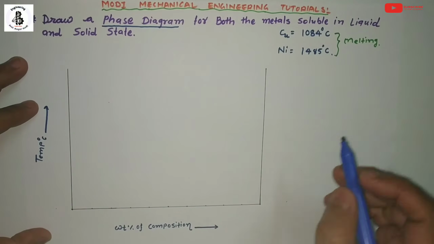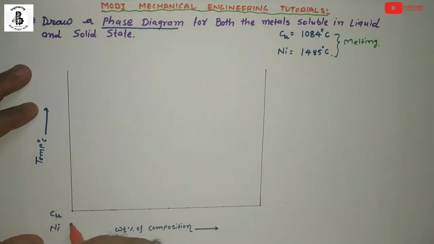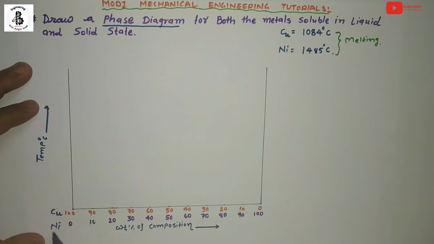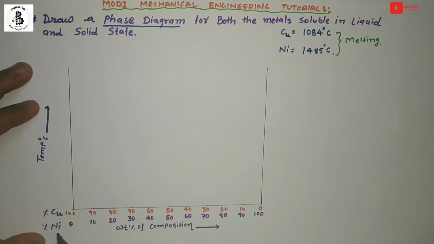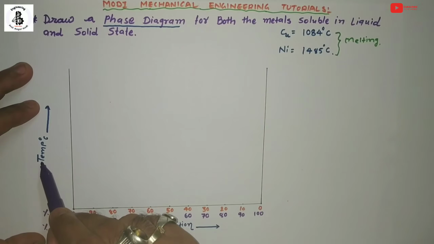For the x-axis, the weight percentage of compositions will be plotted on the x-axis, as you can see. Here we have the weight percentage of copper and weight percentage of nickel. At one end it is 100% to 0 for copper, and for nickel it is 0% to 100%. Now on the y-axis is the temperature in degree centigrade.